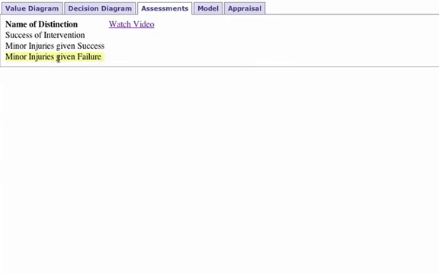I can do the exact same process for minor injuries given failure. So I'm not going to repeat that because it's the same process as this one.